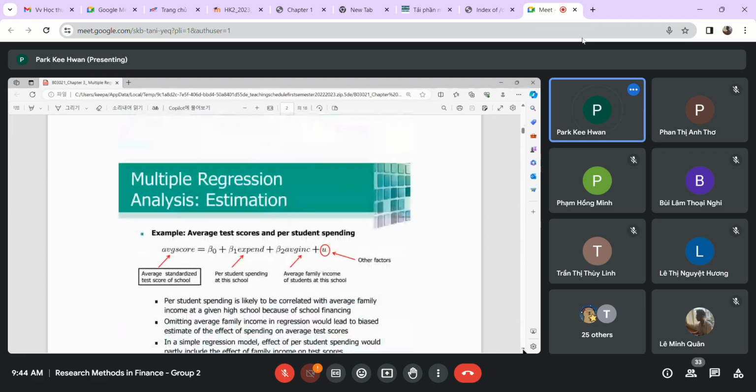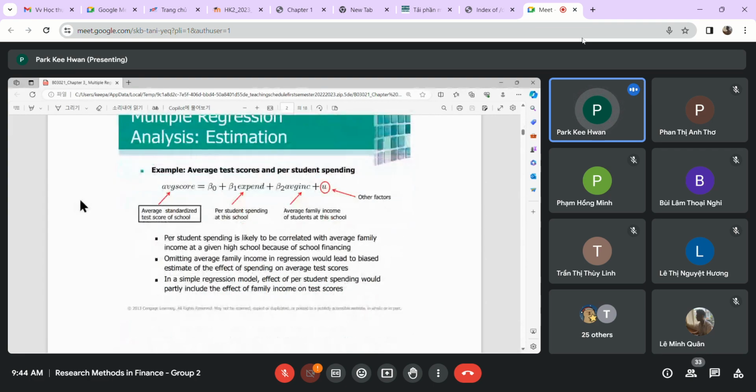So let's take a look at another example, which has the average score. This is the average standardized test score of a school, which will depend on, first, per student spending at this school, and average family income of students at this school. And little u contains all other factors.